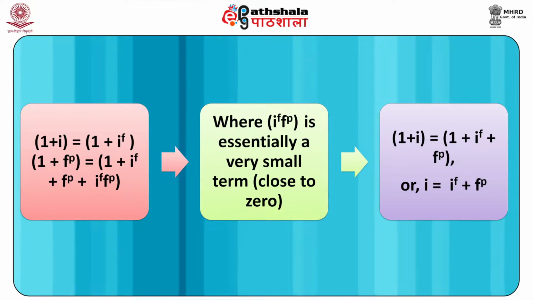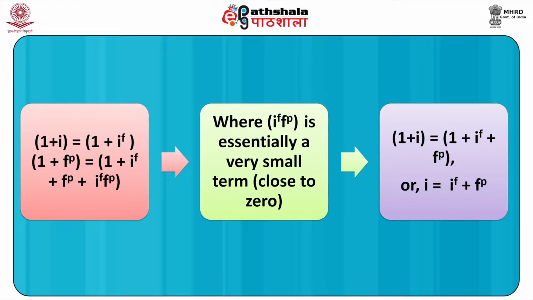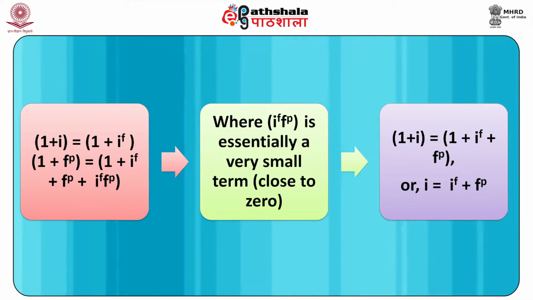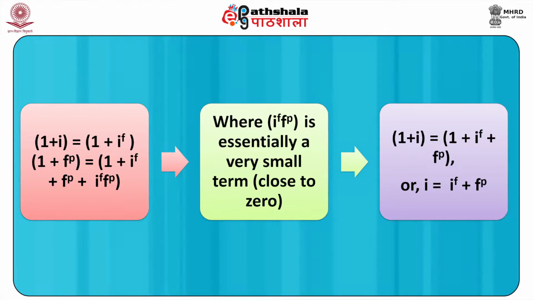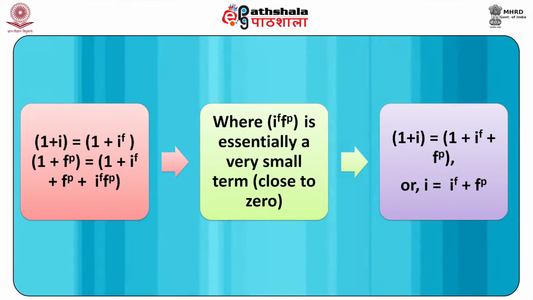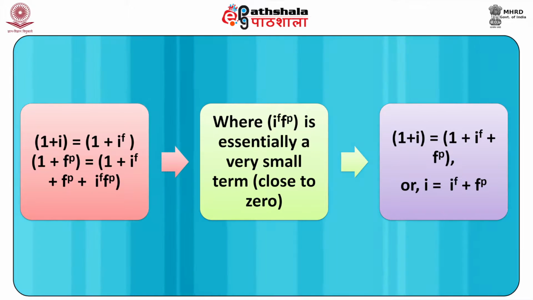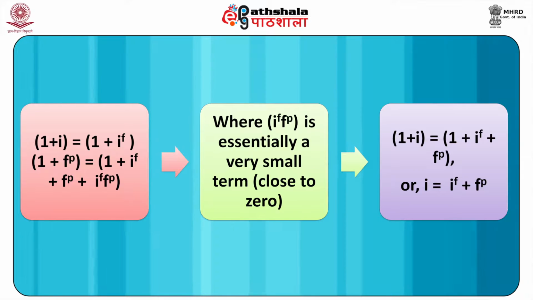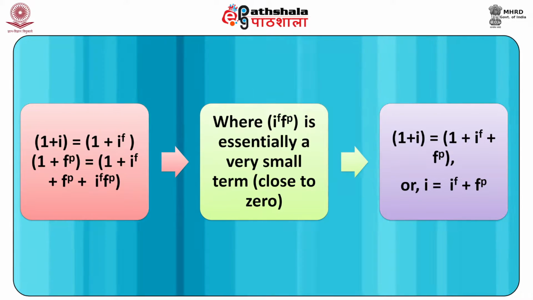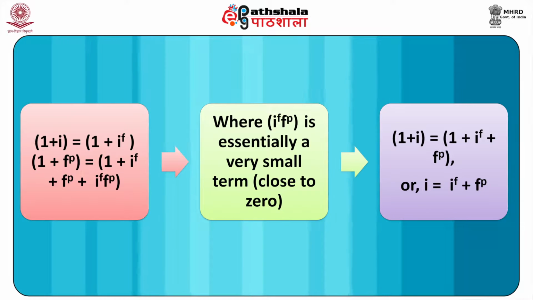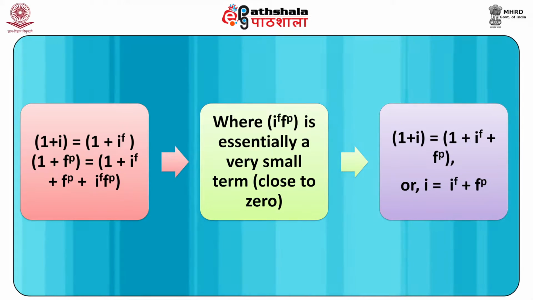This may be further rewritten as 1 + i = (1 + i^f)(1 + f^p) = 1 + i^f + f^p + i^f f^p, where i^f f^p is essentially a very small term close to zero, which can be ignored to obtain the following approximation. 1 + i = 1 + i^f + f^p, or i = i^f + f^p. This is the first equation.